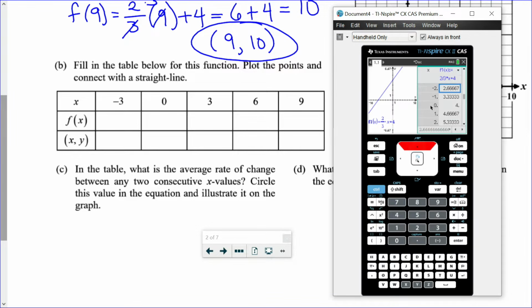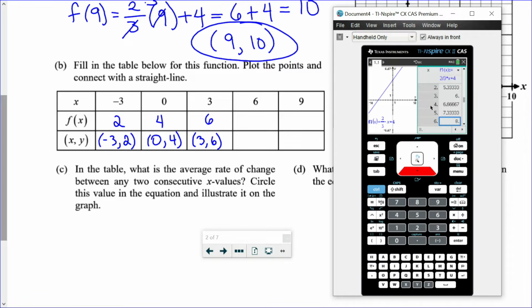Now, a bunch of these answers are very, very messy because of that 2/3. But I can just scroll through my table. I see when x is -3, my f of x is 2. And that means that the point -3, 2 must lie on my graph. Likewise, I see when x is 0, my output is 4, which means the point 0, 4 must lie on my graph. When I go down to x equals 3, I find out my output is 6, so 3, 6.